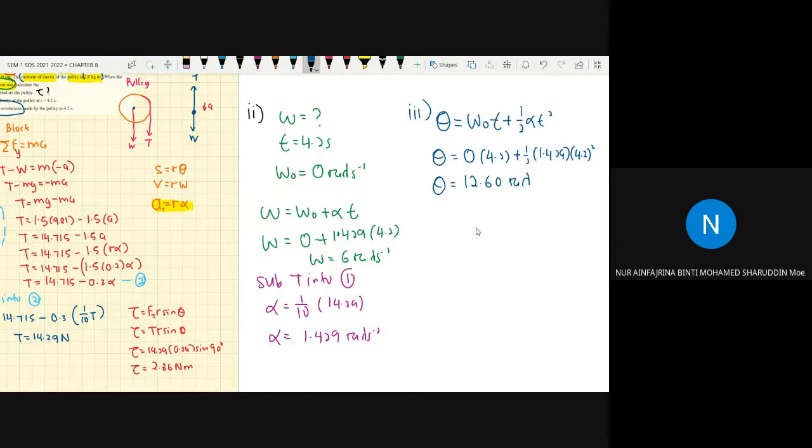Now, what you need to do now, you kena tukar daripada radian ni, kena jadikan dia revolution. So what you gonna do now? Kita tahu one revolution bersamaan dengan 2 pi radian. Sekarang you punya answer dalam radian. Jadi 2 pi ini bawa ke bawah, so dia akan dapat 1/2 pi revolution equals to 1 radian. Jadi nak tukar ke revolution, ambil je lah 12.6 darab dengan 1/2 pi. So you akan dapat 2 revolution.